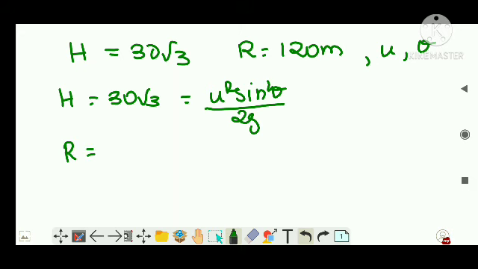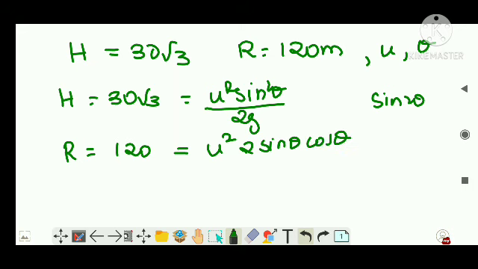Similarly, you know the range value, which is 120 meter, and its equation is u squared, and I'm not going to write sine 2 theta. Why? Because it's easy to cancel out, guys. So write it as 2 sine theta cos theta by g. This much clear? Now, what would you do?